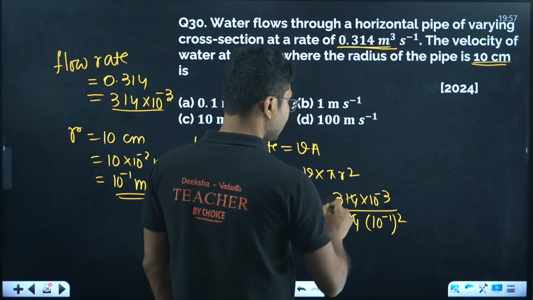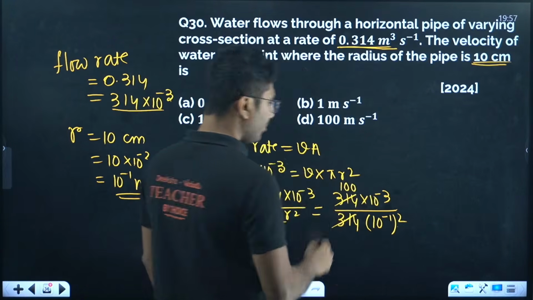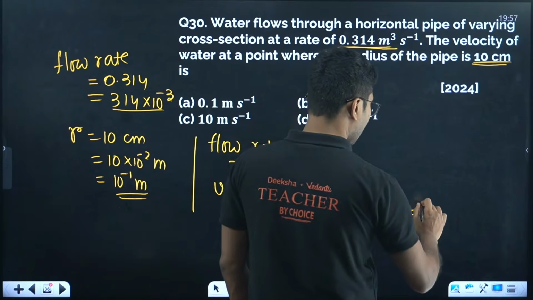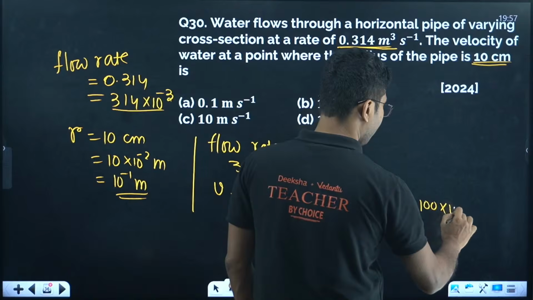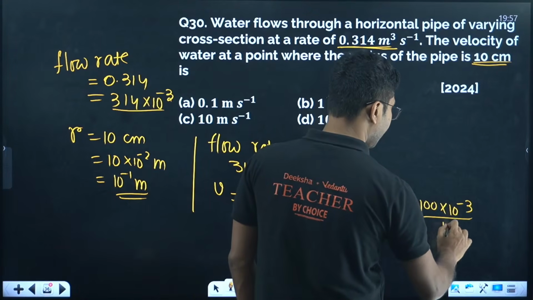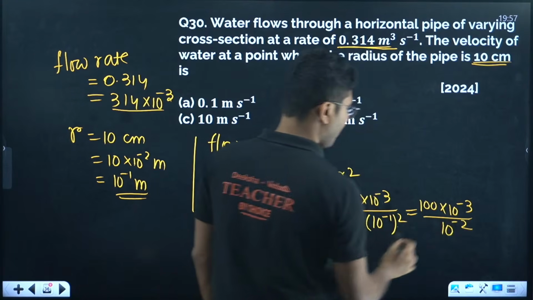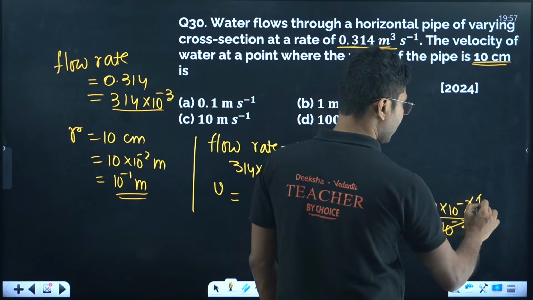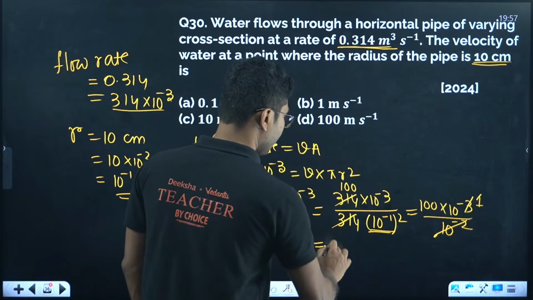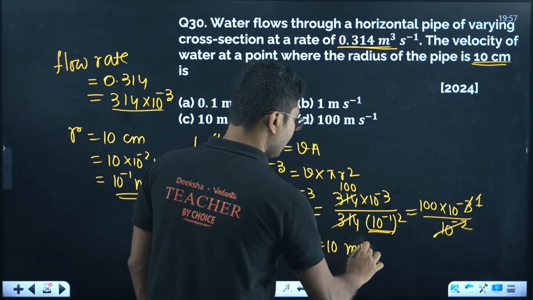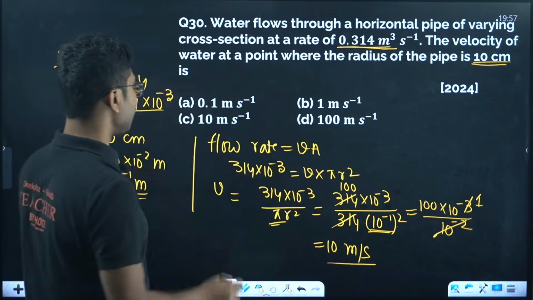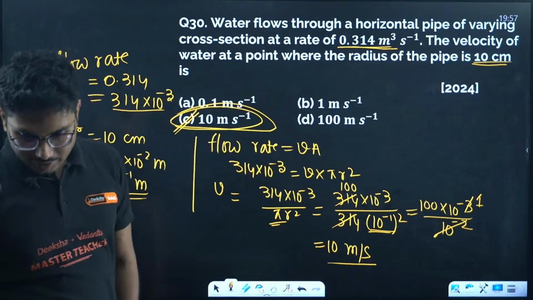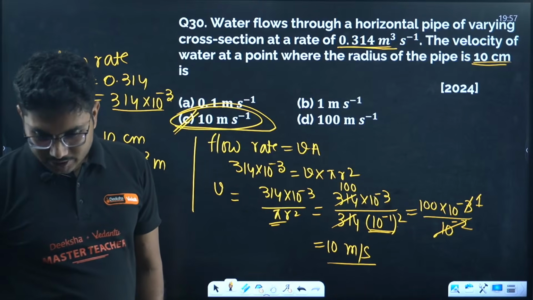So you cancel this, you get 100 over here. Okay, 314 by 3.14 is 100. So you get 100 into 10 to the power of minus 3 divided by 10 to the power of minus 2, square root of this. So 10 to the power of minus 2 minus 3 cancels, you get minus 1 over here. So your answer is 10 meter per second. So correct answer is 10 meter per second. Option C is correct.